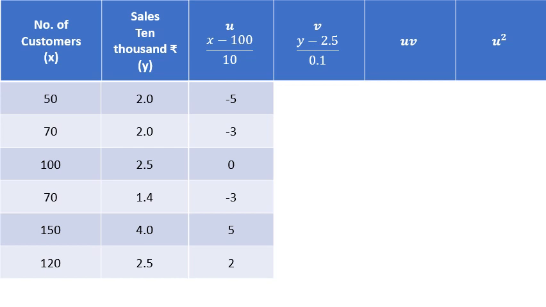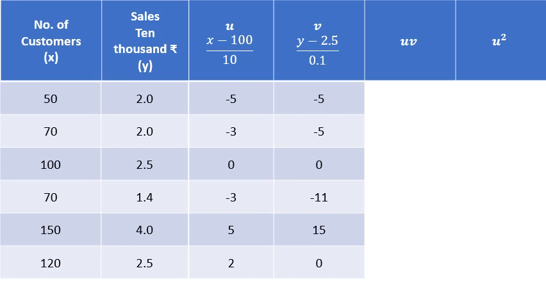Next is v. First deduct 2.5 and then divide by 0.1, or you can directly multiply with 10, the meaning is the same. So for example, 2.0 minus 2.5 is negative 0.5, into 10 is negative 5, and likewise you will get the answers for all the remaining values. Subtract 2.5 and multiply with 10.